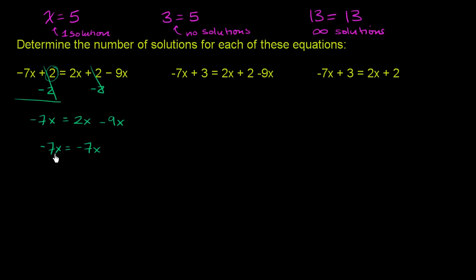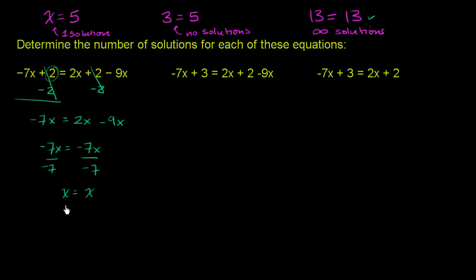This is already true for any x that you pick. Negative 7 times that x is going to be equal to negative 7 times that x. So we already are going into this scenario. But you're like, hey, I don't see 13 equals 13. Well, what if you divide both sides by negative 7? At this point, what I'm doing is kind of unnecessary. You already understand that negative 7 times some number is always going to be negative 7 times that number. But if we were to do this, we would get x is equal to x.